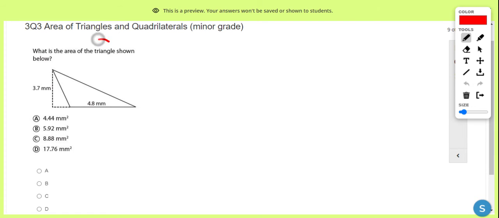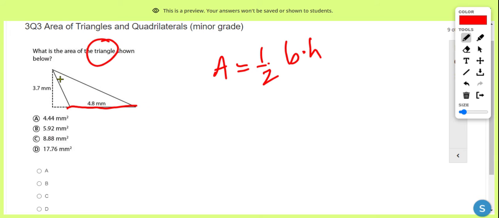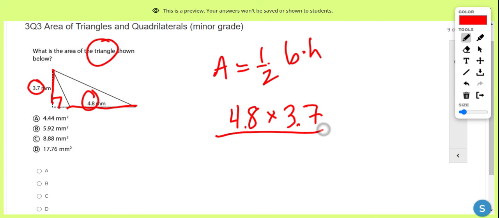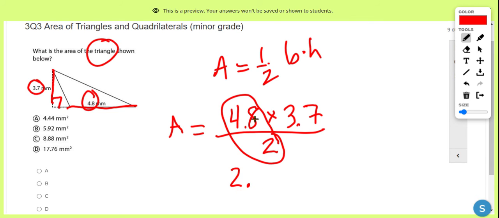We have a triangle. The triangle is 1/2 base times height, base, and then the perpendicular height. So we have 4.8 times 3.7 divided by 2. That's equal to the area. So we can actually divide this by 2. 4 divided by 2 is 2. 8 divided by 2 is 4. So all of this is going to be 2.4.